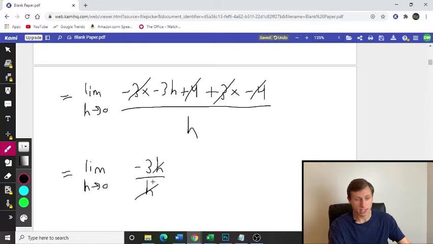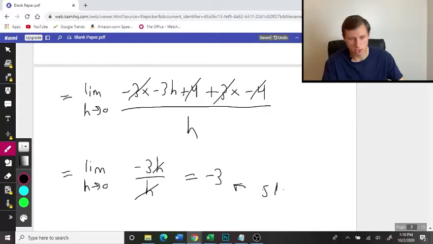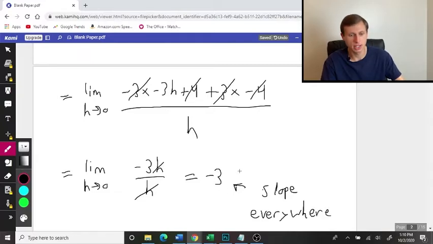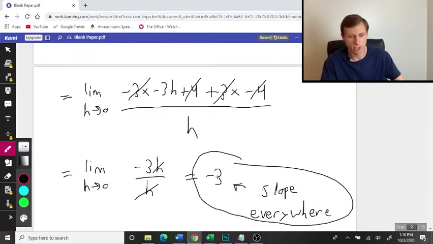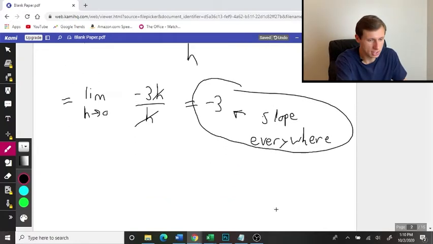Now the h's cancel, and we don't even need to plug in anything for h. We're just going to get a limit of negative 3. And so again, that's the slope everywhere because it's a linear function. The slope is going to be negative 3 everywhere for this function, including that point x equals 1 that was asked about in the question. So there's our answer, negative 3. That's how we do it using the limit definition of derivative. Now let's look at another example.